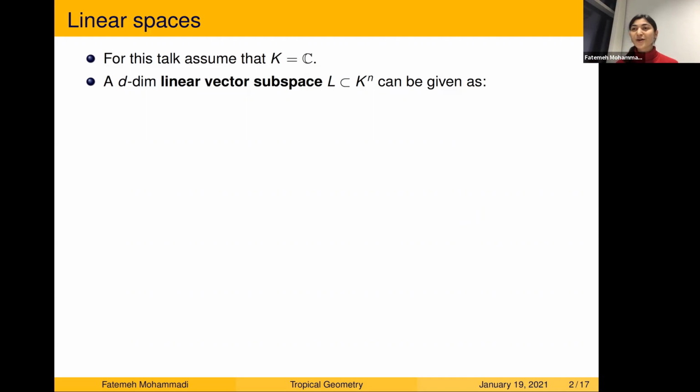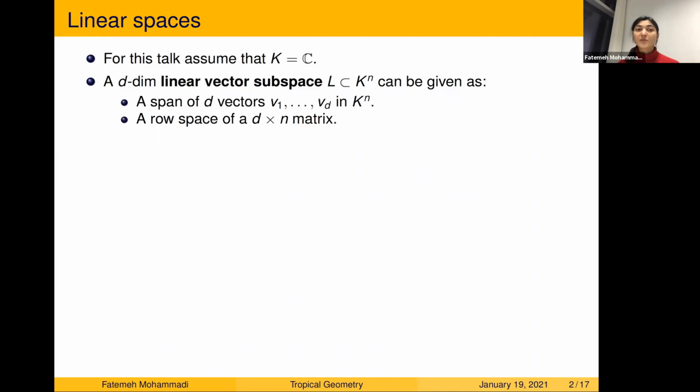Okay, so let's start by reviewing basic linear algebra definitions. If I have a d-dimensional linear vector subspace in an n-dimensional space K^n, there are different ways to present this d-dimensional vector space. The easiest way perhaps would be taking d different vectors in K^n and saying that this linear space is the span of these d vectors, let's say v1 to vd.